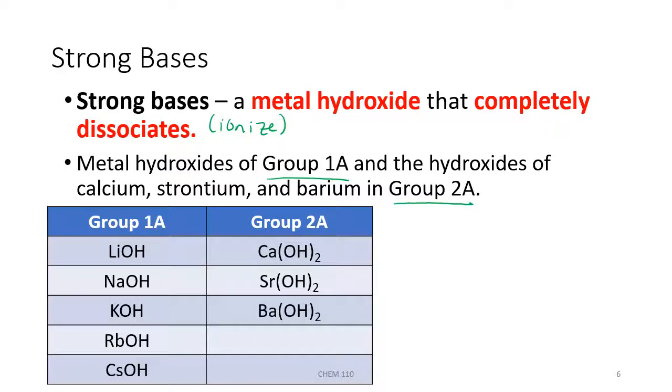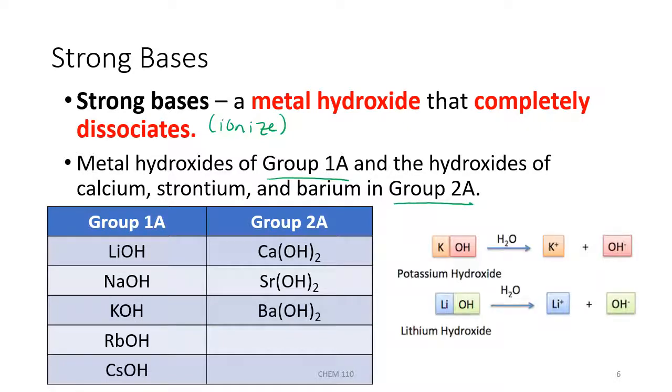So the group 1A hydroxides that are going to be strong bases are lithium hydroxide, sodium hydroxide, potassium hydroxide, rubidium hydroxide, and cesium hydroxide. The group 2A metals that give us strong bases are calcium hydroxide, strontium hydroxide, and barium hydroxide. When any one of these bases is dissolved in water, it'll break up into its respective ions.